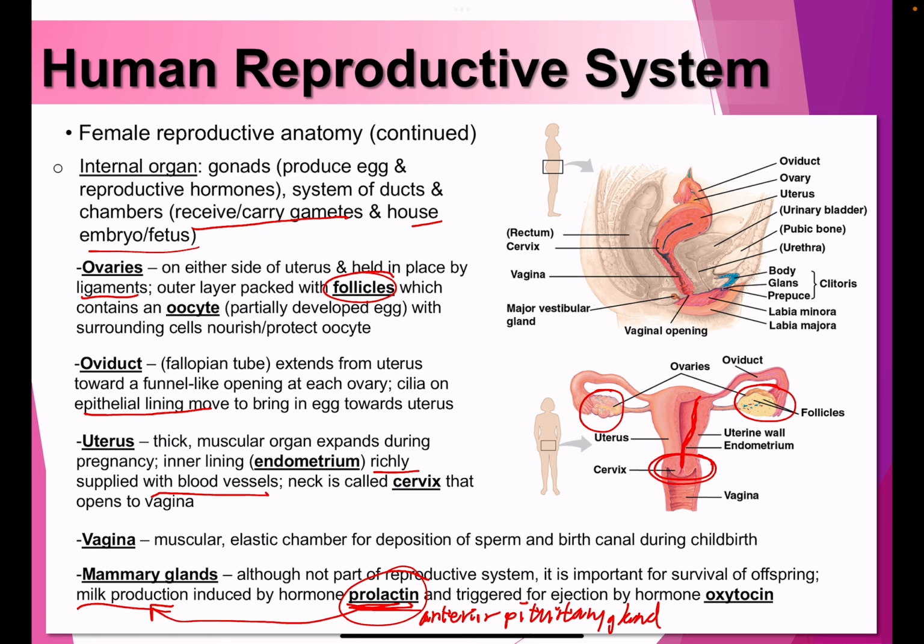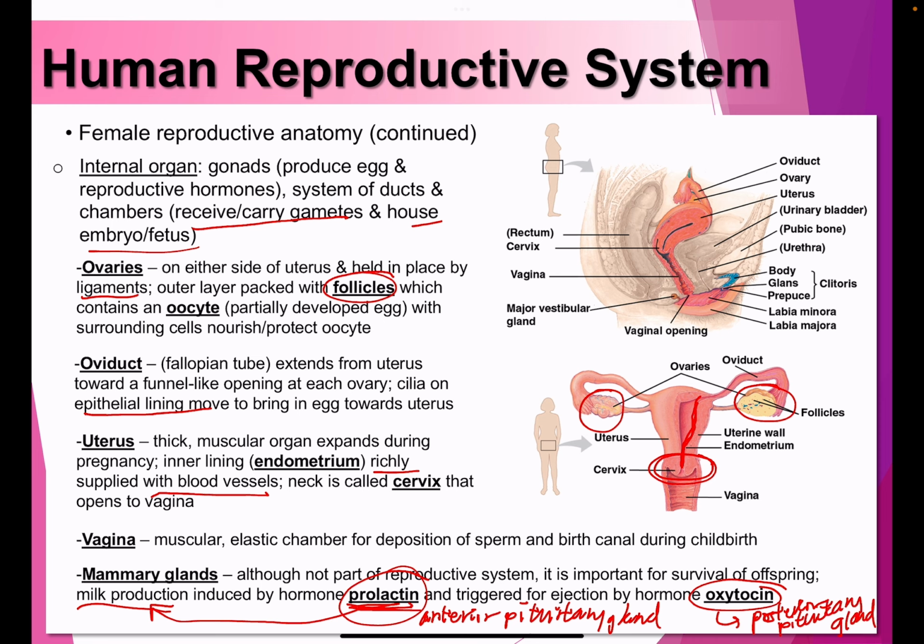Okay, and then in order for us to eject milk, that's what we call milk letdown. That also is induced by another hormone called oxytocin. So don't mix up these two hormones. Prolactin is for producing lactose, so that's why it's called prolactin. It helps to produce milk. It has nothing to do with allowing the milk to come out. Oxytocin is then the hormone that allows the milk to come out, be ejected outside, and the baby can drink. So this particular hormone is released by the posterior pituitary gland.